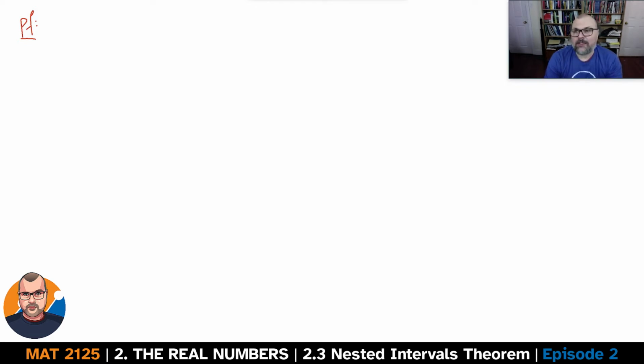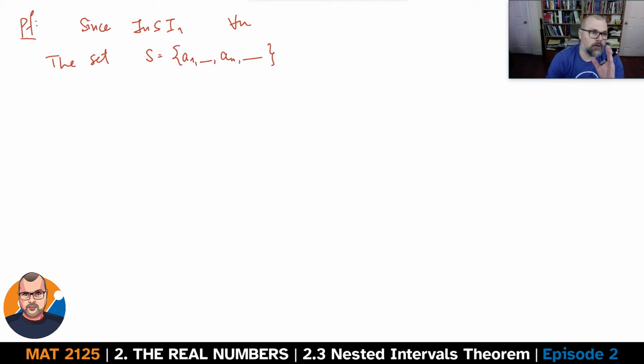Because we have a sequence of nested intervals, we do have in particular that the interval In is contained in the first interval I1 for every n. So if I look at the set which contains all of the lower bounds of the intervals, A1, A2, A3, A4, and so forth, that is bounded above by B1.